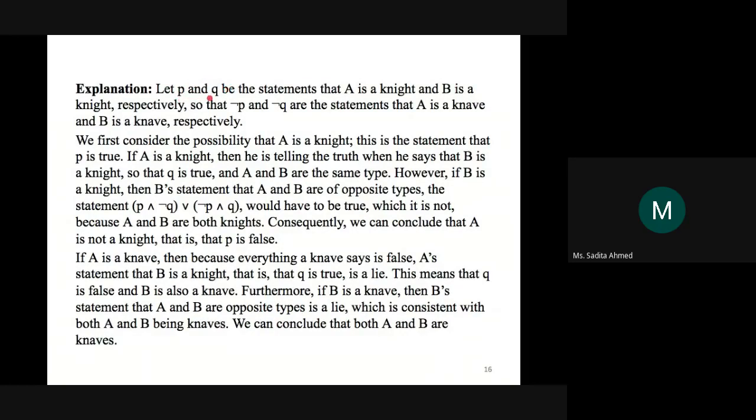So P and Q represent the propositions A is a knight and B is a knight, respectively. And the statements not P and not Q will be the opposite of the propositions. That is, not P will be A is a knave and not Q will be B is a knave.